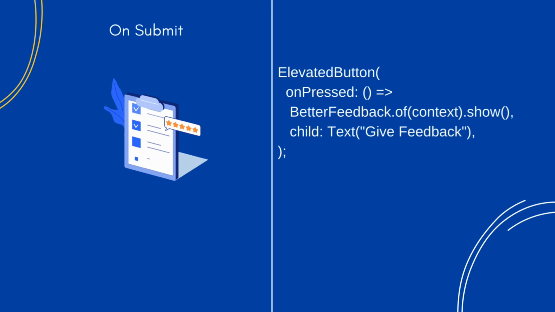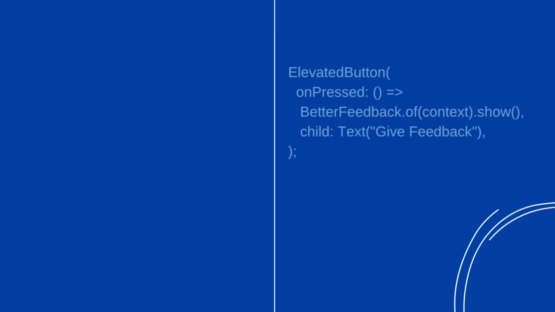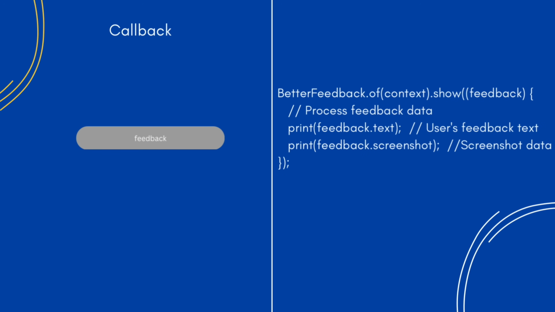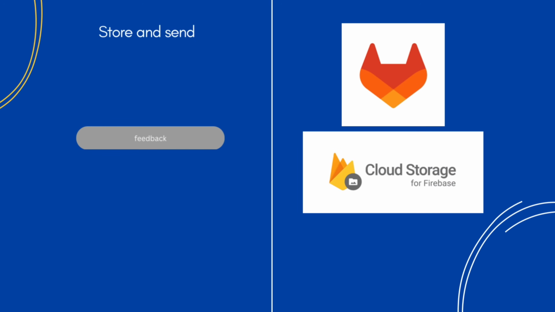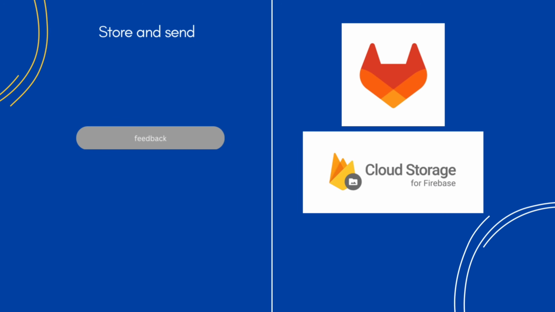Once a user submits feedback, we need to process it. The onFeedback callback provides a UserFeedback object that contains the user's feedback text and the raw screenshot data. Here's how you can handle it. You can then upload it to GitLab, Sentry, Firebase, or cloud storage, send it via email, or store it in your server.